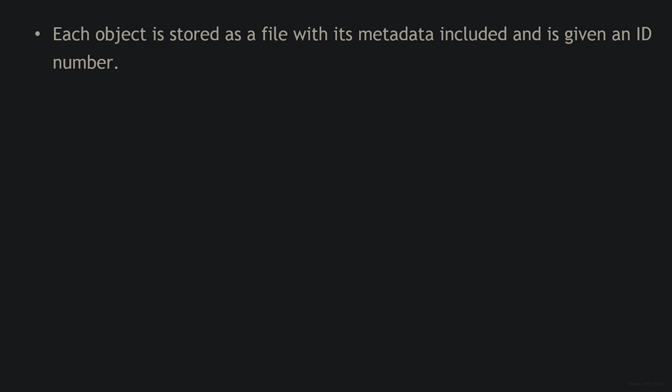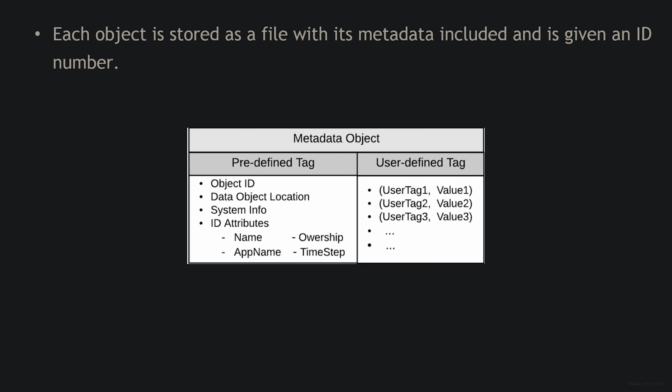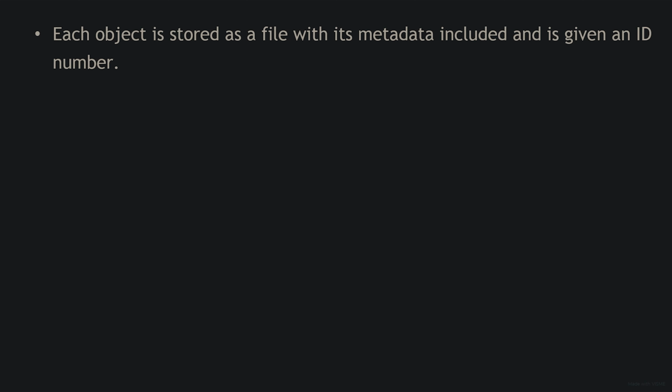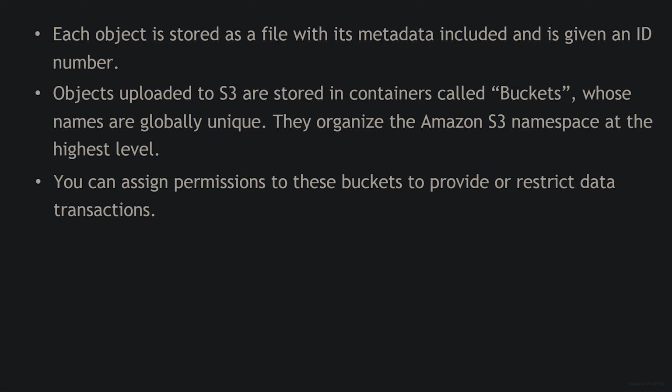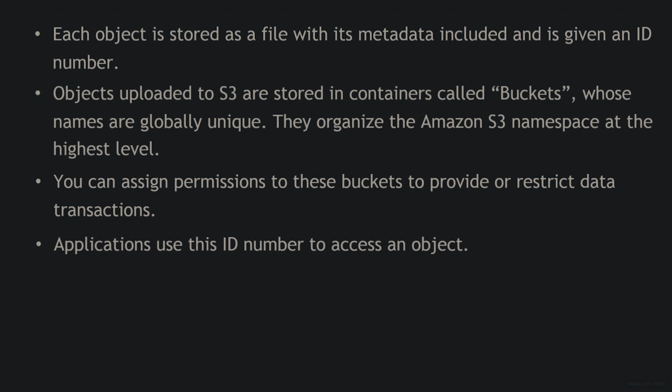Each object is stored as a file with its metadata included and is given an ID number. That means all of the details that are stored with that particular file are called metadata. Objects uploaded to S3 are stored in containers called buckets, which we already know. But the names of these objects are globally unique, so they are organized in the Amazon S3 namespace at the highest level. That means this is a chronological namespace, right? And you can assign permissions to these buckets to provide or restrict data transactions. Then the applications use this ID number to access those objects.